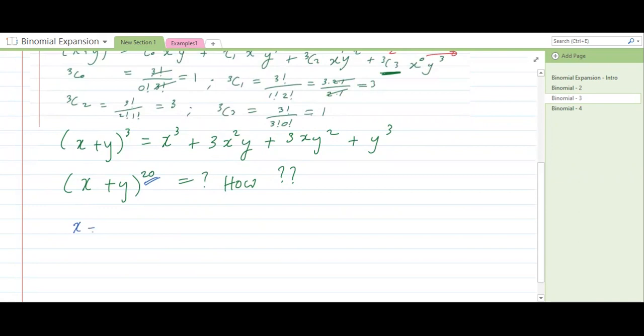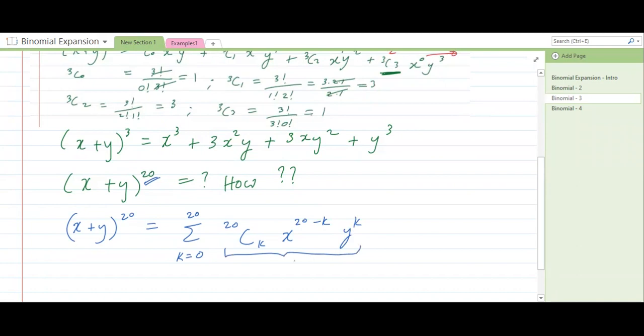So what we can say is x plus y to the power 20 is equal to the sum of, we can write a counter here. We choose a counter which is k equals 0 to 20. Of course, we're doing 20 choose k, x to the power. Remember, we go from the highest power down to the lowest power, which is x to the power 20 minus k, and then y to the power k, where these represent the terms of the expansion.